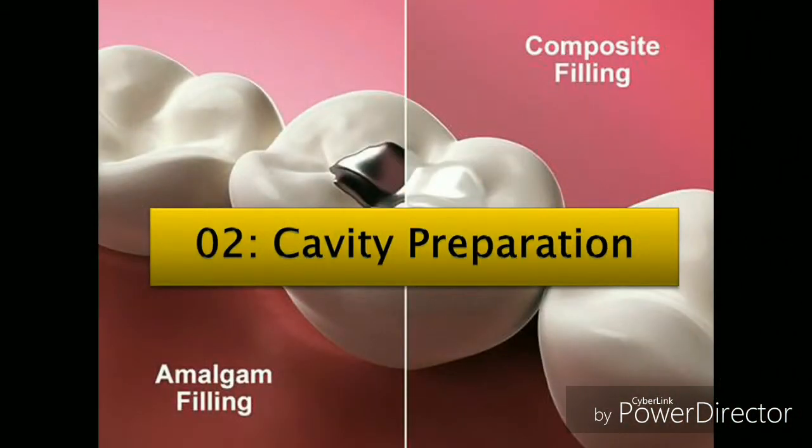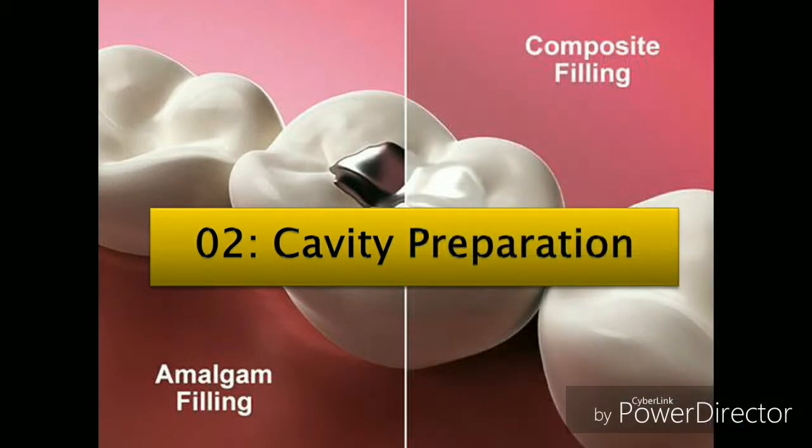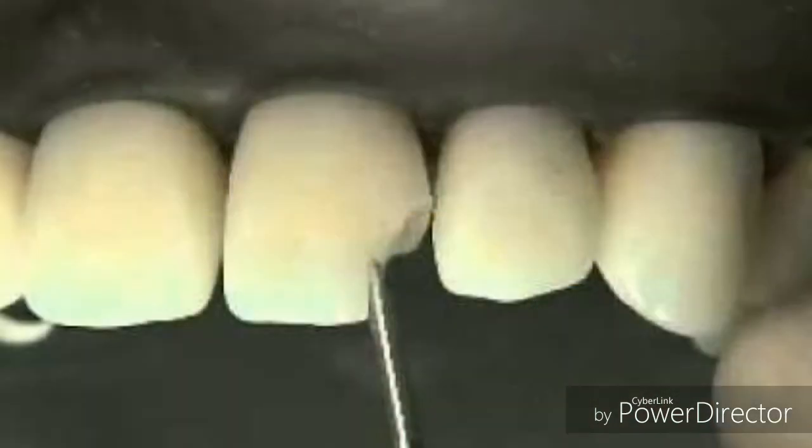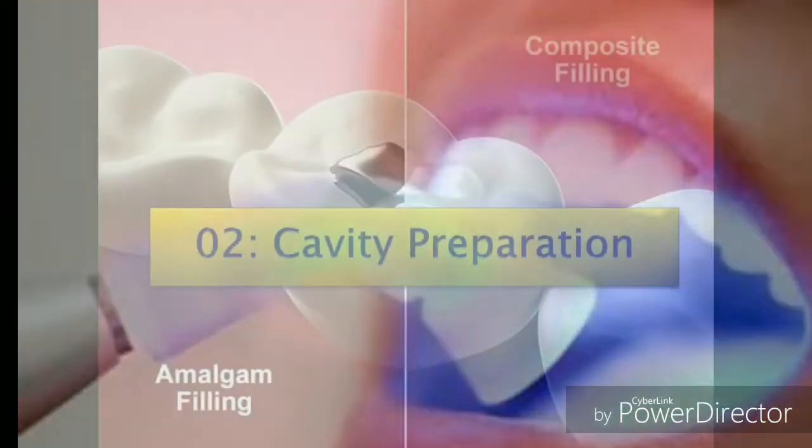Comparing the cavity design, dental amalgam restoration and dental composite differ a lot from each other. In case of dental amalgam, we have to make a specific cavity design according to the guidelines of G.V. Black's classification of dental cavities from class 1 to class 6, in which we have to do extension for prevention, in which we remove some of the non-carious tooth structure to avoid the chances of recurrent caries, whereas in case of dental composite, we just remove the carious tooth structure and fill the cavity with the dental composite.